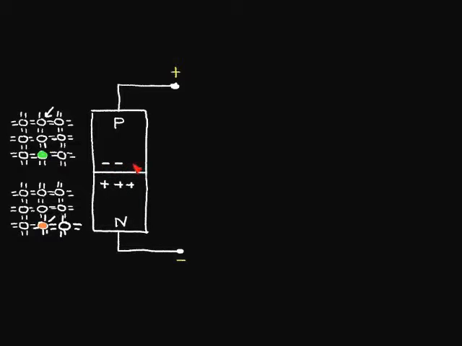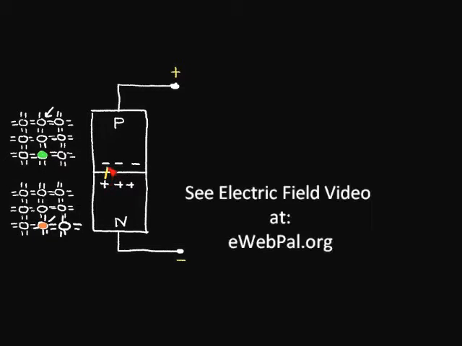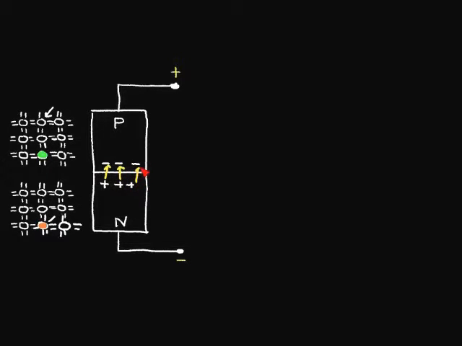will become negative. Now, the interesting thing that happens is that this charge imbalance produces an electric field that points from the positive to the negative. So here we have an electric field in this region between the P material and the N material. And this region is the key to understanding the operation of the solar cell.